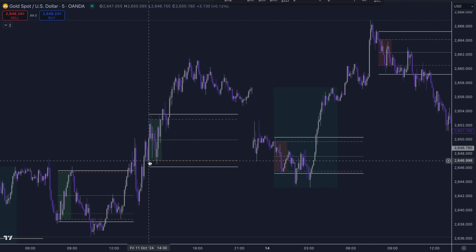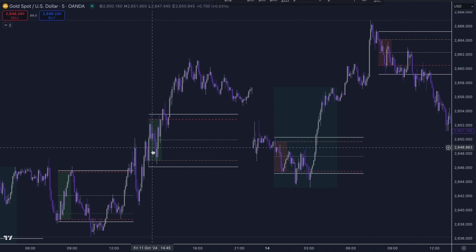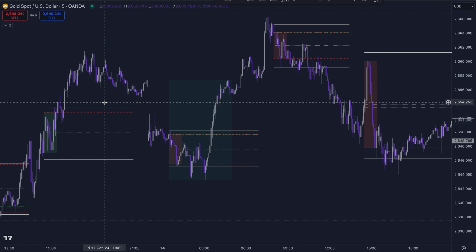Now, that's just an early indication, and obviously the same applies if we're looking for longs. In this example here, you can see that the close, in comparison to the open, is higher. Therefore, it's an early indication that price will remain bullish for the remainder of that session.